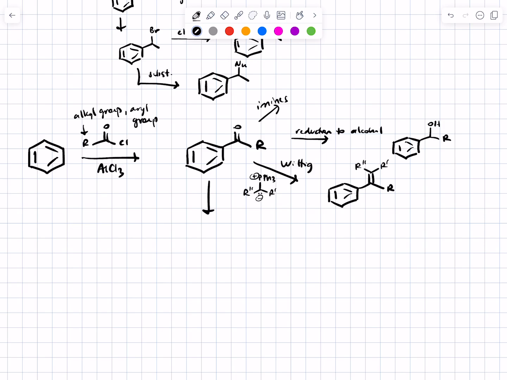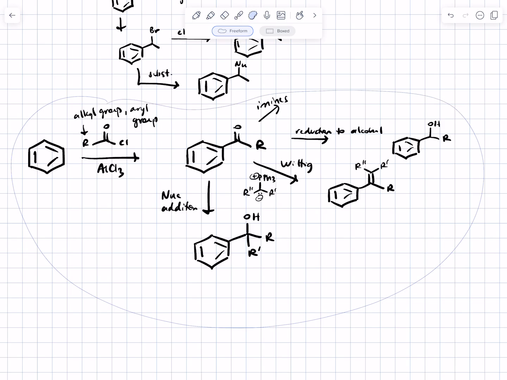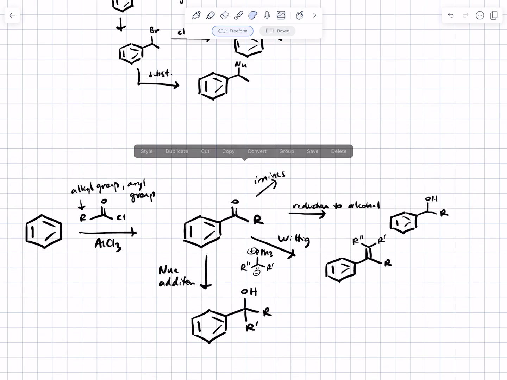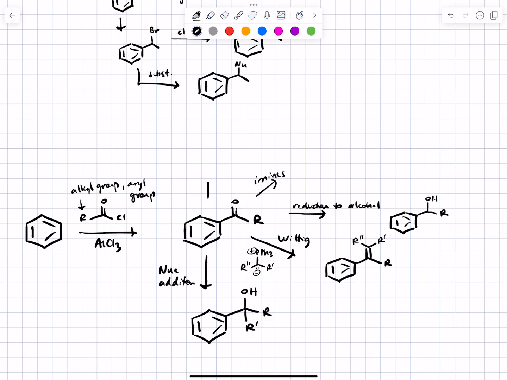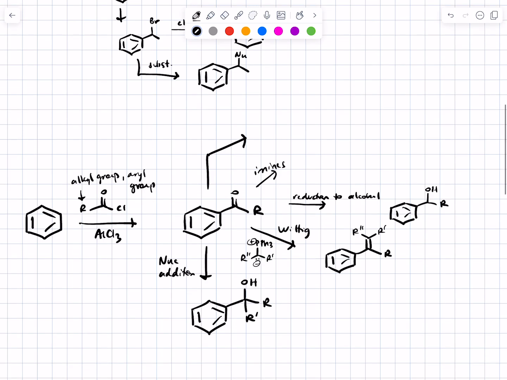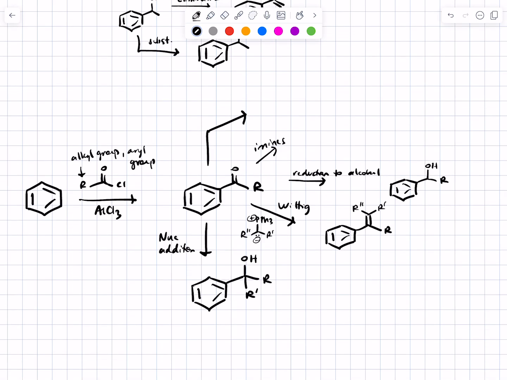And then you can, of course, do nucleophilic addition to carbonyls where you have some other R group attacking the carbonyl carbon to give you an alcohol. And that's interesting so far. There's another thing you can do with the ketone, which is going to seem like something of a step backwards. This is a new reaction just introduced in chapter 20.